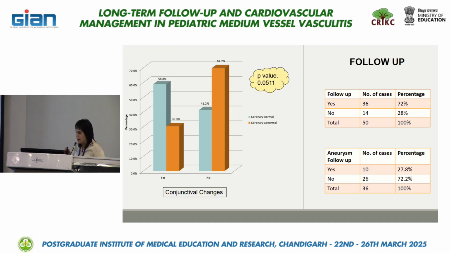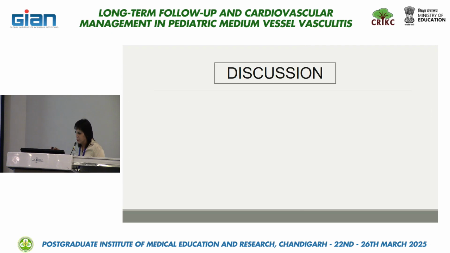All patients who had aneurysm earlier, 33 patients out of 50 had aneurysm. Then all those were followed up. Only 10 had aneurysm where size decreased.